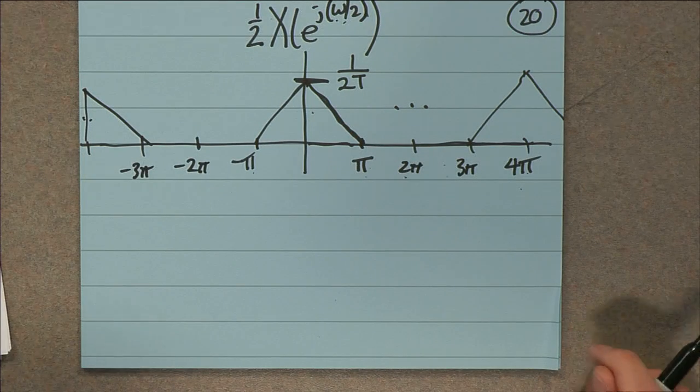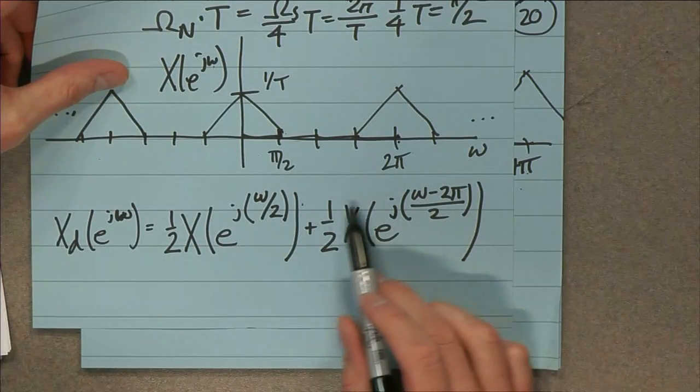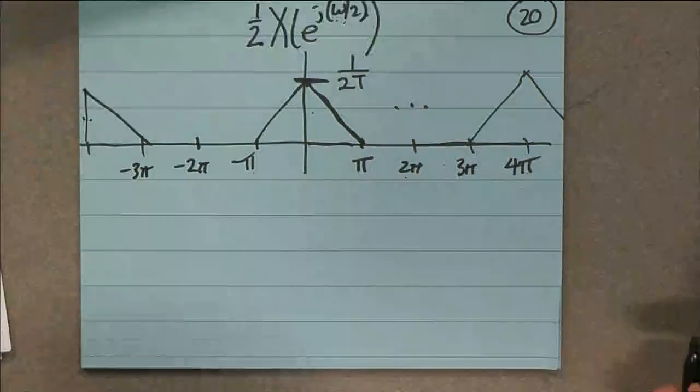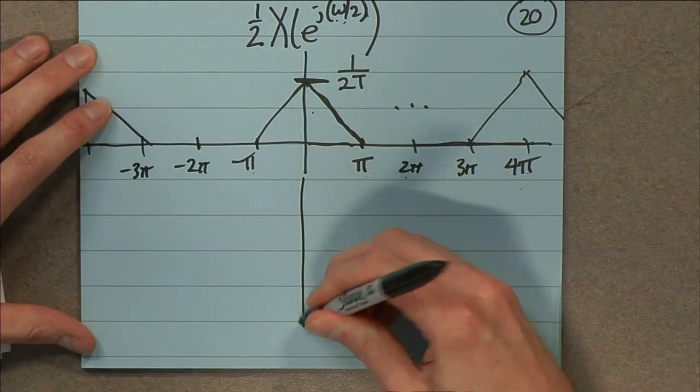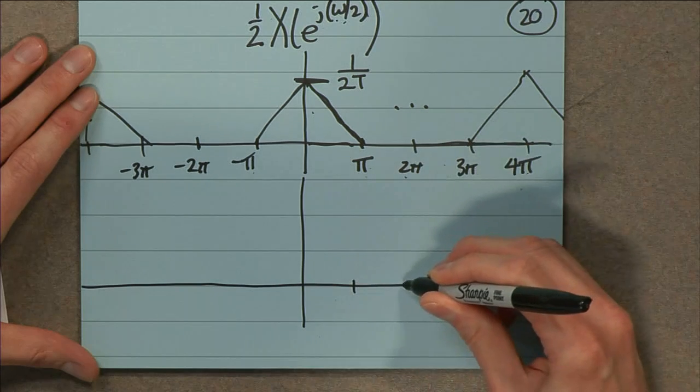But that's only half the answer, right? We still have this portion to deal with here, this 1/2 X(e^jω), but now we have this offset. So let's look at what happens when we apply that. Pi, 2 pi.